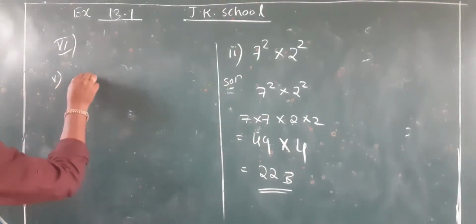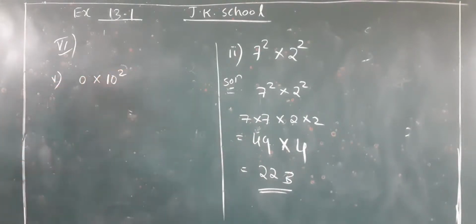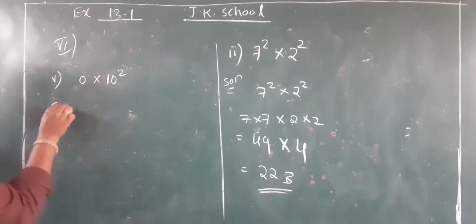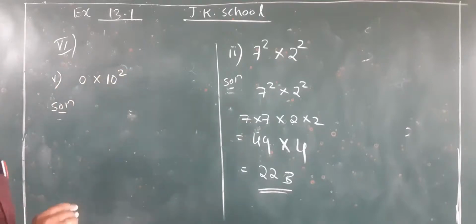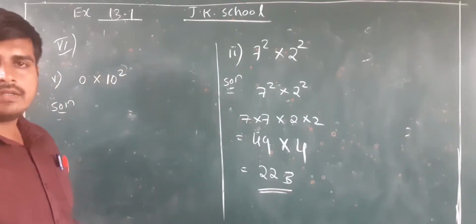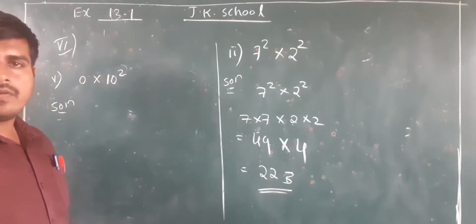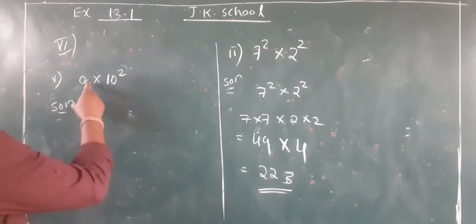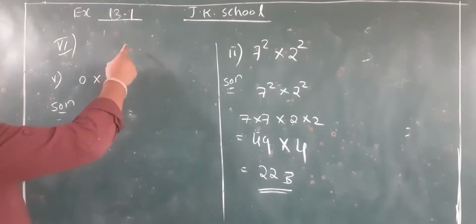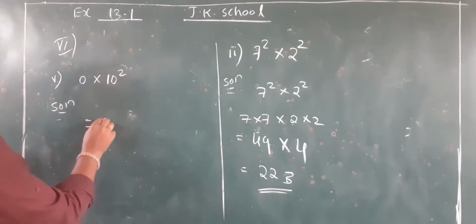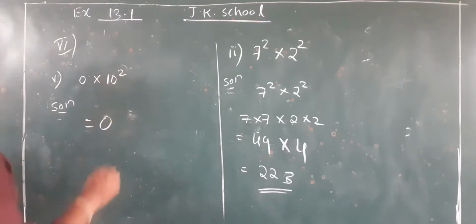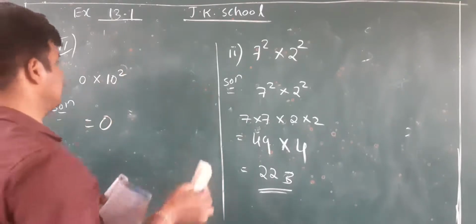That is 0 into 10 square. Solution. If 0 is multiplied to any number, either it may be a fraction, integer, or any exponent form, decimal. If 0 is multiplied to any quantity, it may be a letter also, then your answer is always 0 only. Okay? No need to expand it.